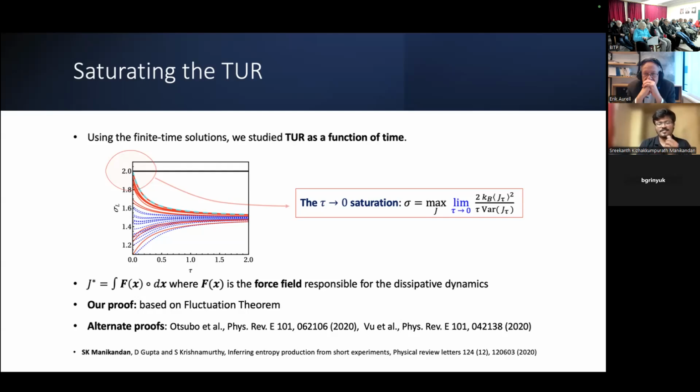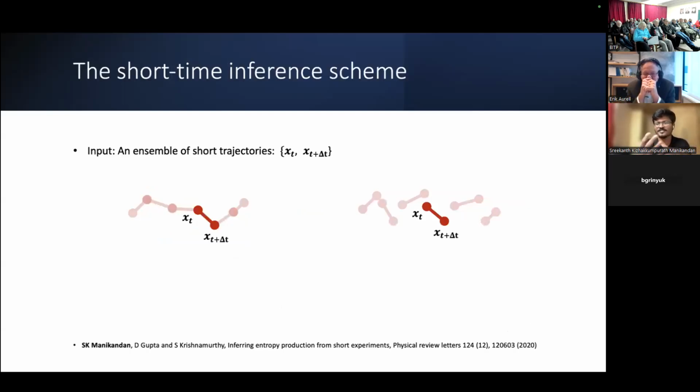So now the interesting aspect is we have a methodology where you can measure different currents, and then in principle, one of those currents would saturate the thermodynamic uncertainty relation in the short time limit. And then that could be used as an estimator in practice for dissipation. But how do you implement this in practice? This is the first instance where I acquainted myself with machine learning. And so we do the following.